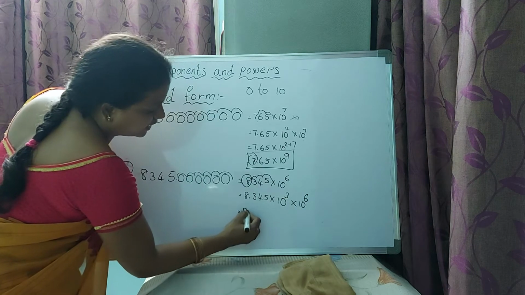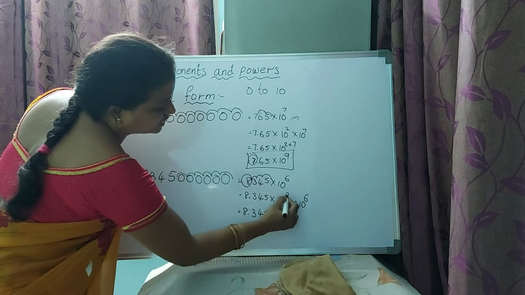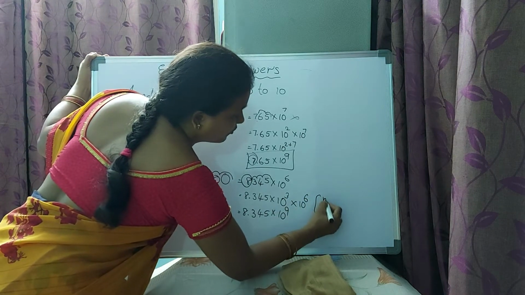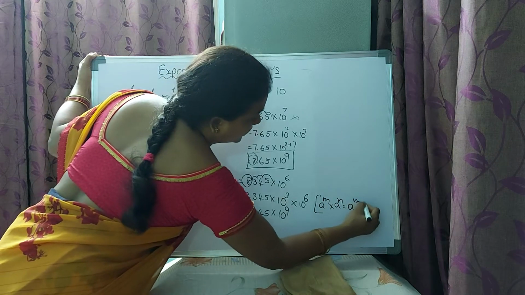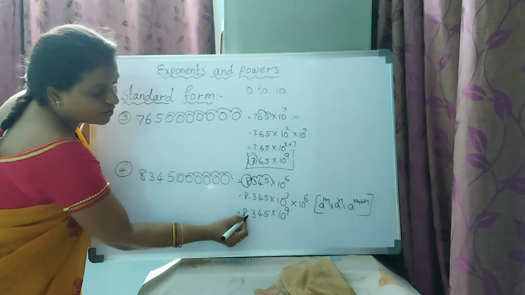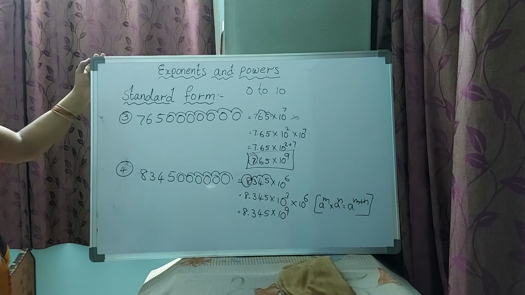So you have to write 8.345 into 10 to the power of 3 plus 6, which is 9, according to this formula: a power m into a power n is equal to a power m plus n. Okay, this is the standard form. Why? Because before the point it is in between 1 to 10 only.